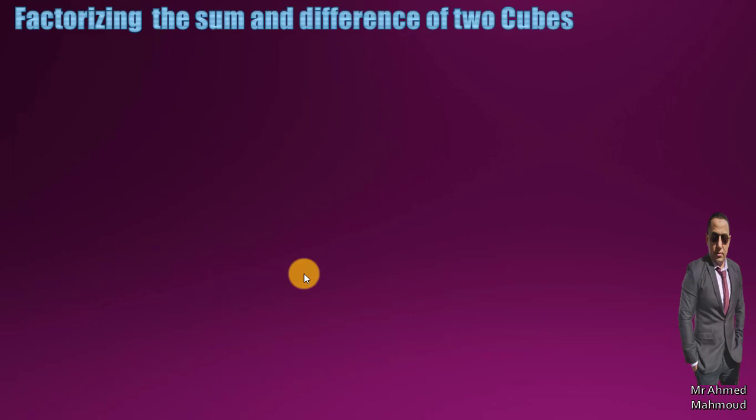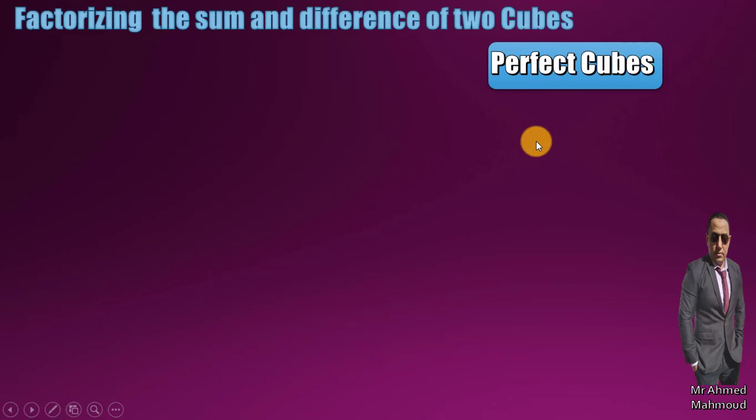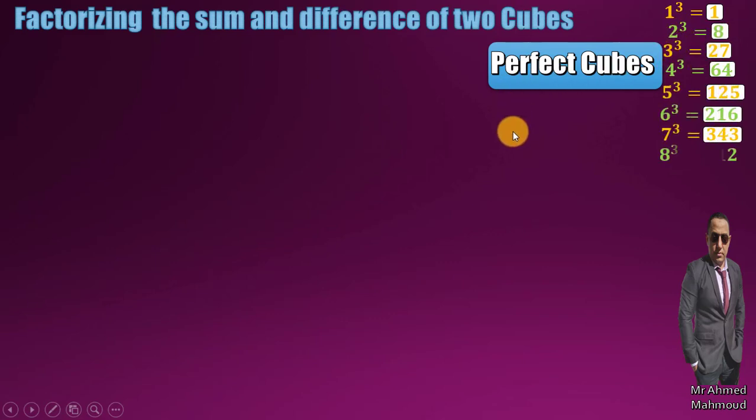Factorizing the sum and difference of two cubes. Before explaining how we can factorize expressions that include cubes, we need to remember the meaning of cubes. The perfect cubes are numbers to the power of 3. 1 power of 3 equals 1, 2 power of 3 equals 8, 3 power of 3 equals 27, and so on. All these numbers are called perfect cubes, because 1 is 1 power 3, 8 is 2 power 3, 27 is 3 power of 3, and so on.